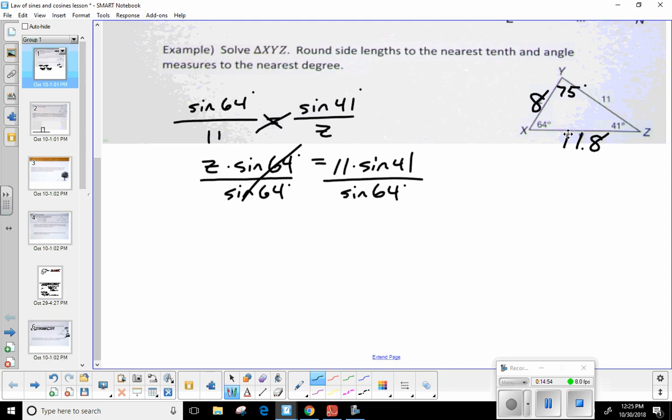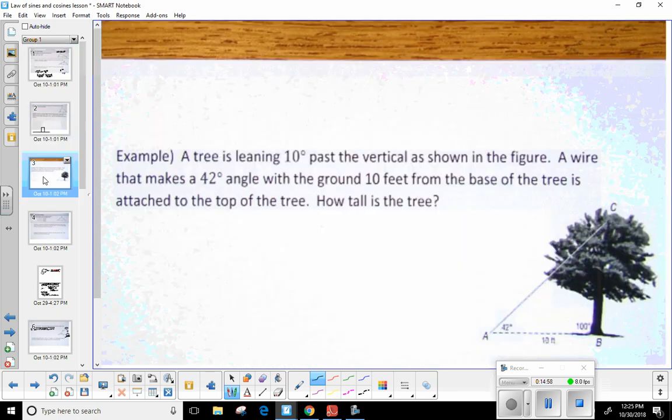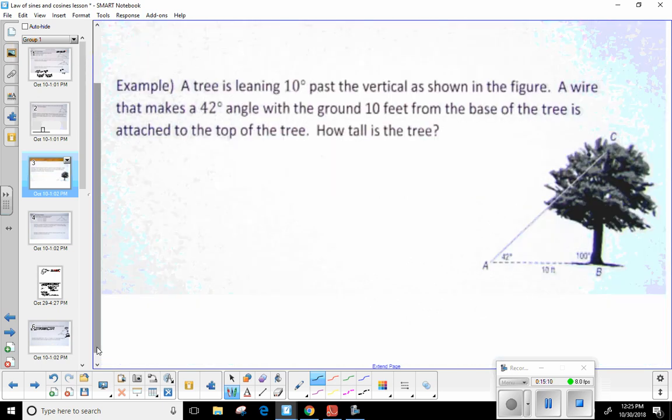All right, so for right now, let's go ahead and skip this one. I do like this problem, but I don't want to try to rush it with the time we have left. Let's do this one. A tree is leaning 10 degrees past the vertical, as shown in the figure. A wire that makes a 42-degree angle with the ground 10 feet from the base of the tree is attached to the top. How tall is the tree?